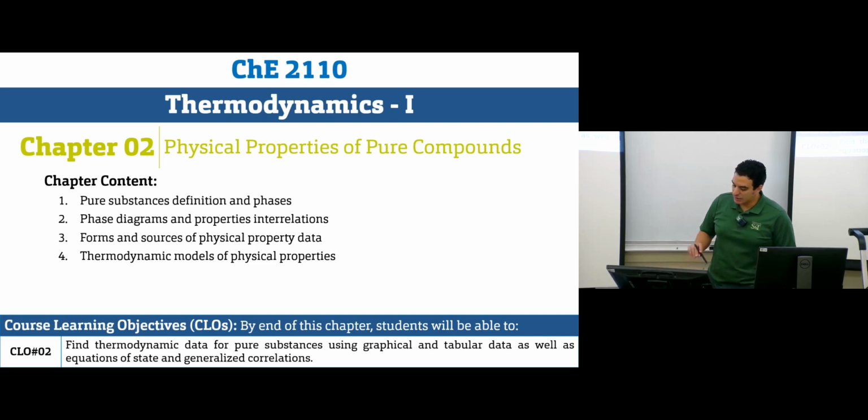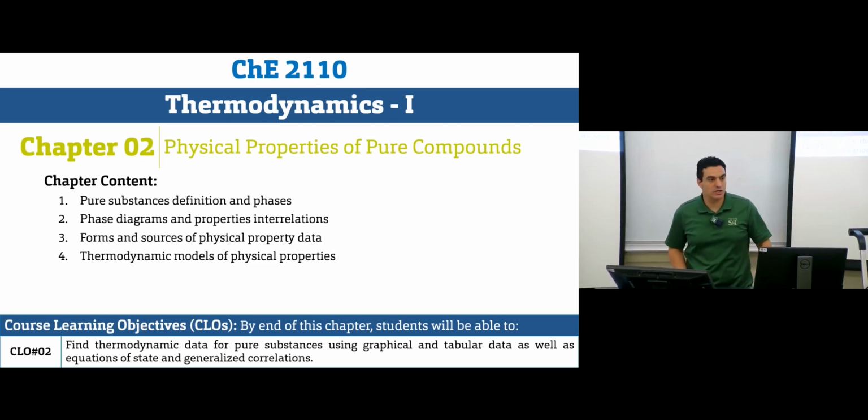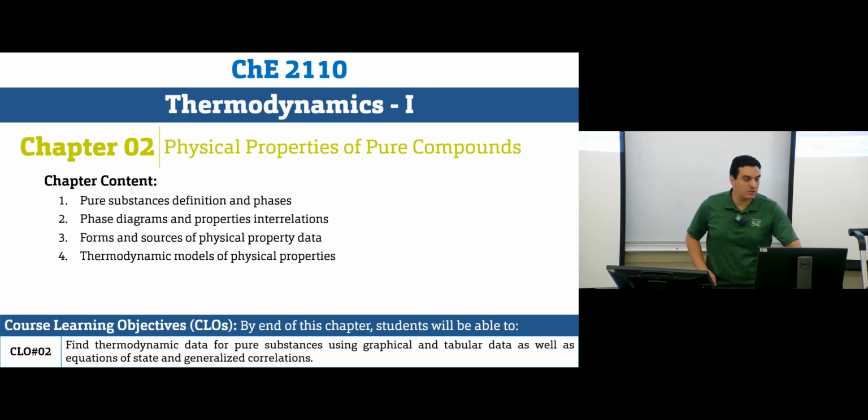Then we will explain phase diagrams and some of the interrelations or relationships between thermodynamic properties. And we will explain forms and sources of physical property data, how we can obtain or get values for these thermal property data. And then, if we don't have this data, if we don't have figures, if we don't have tables containing values for this data, how can we obtain these data?